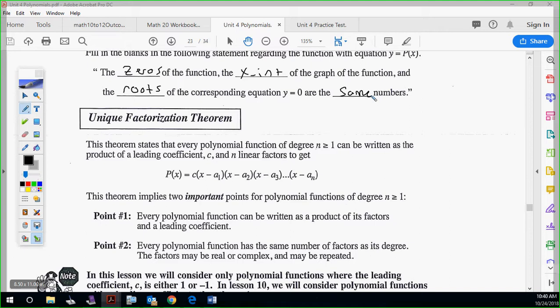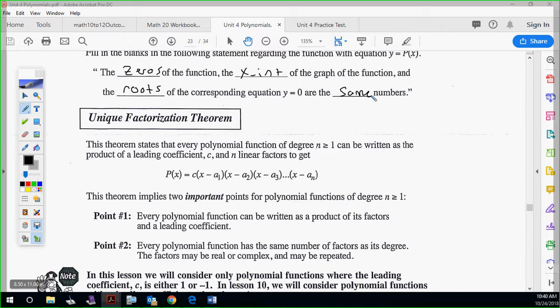Okay. The unique factorization theorem. This theorem states that every polynomial function of degree greater than 1 can be written as a product of leading coefficient c and n linear factors. This is just saying that you can break your factors down depending on the degree. So if I have a cubic, you could have 3 factors; a quartic, you could have 4, etc.